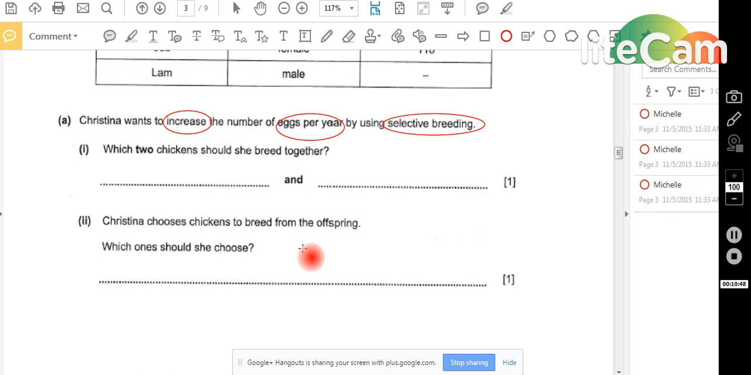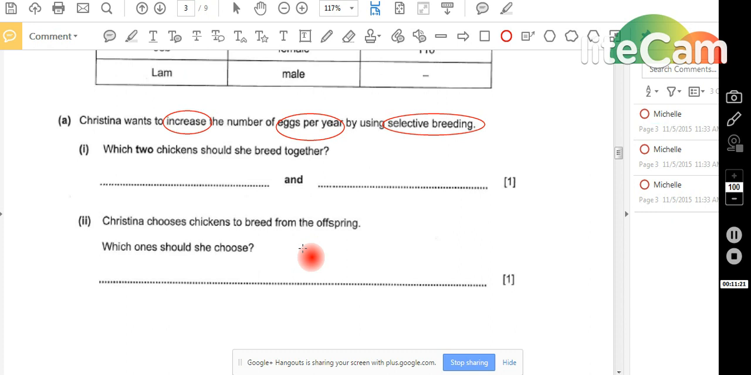What does that mean? Okay, hold on. So Lamb and Coo, they've been bred and they have an offspring. Then which ones would she choose? So does it mean she would choose a what? They want to know from her offspring, which chickens will she choose to keep on breeding if her goal is to have as many eggs as possible?